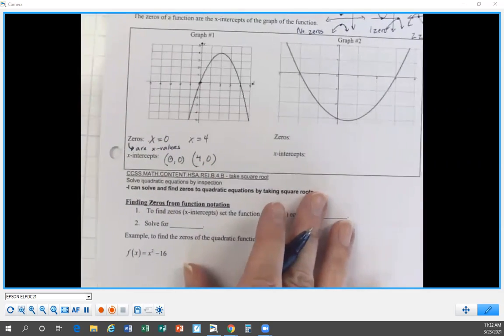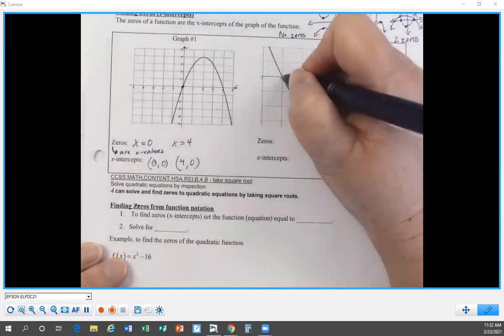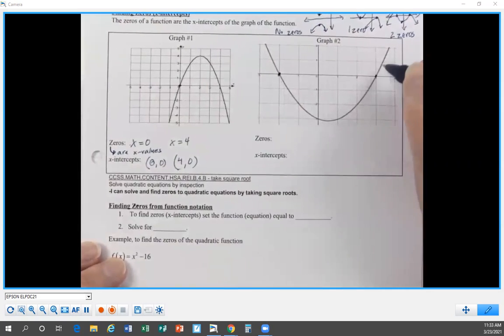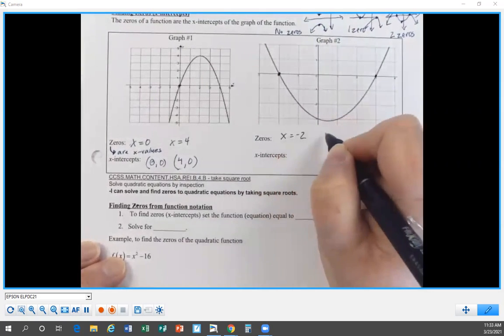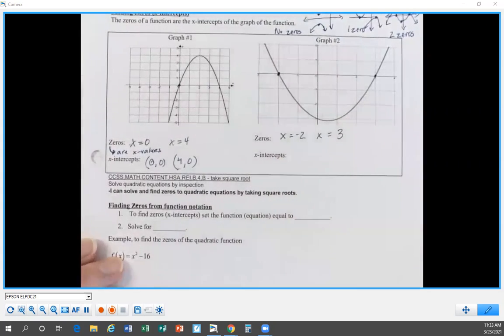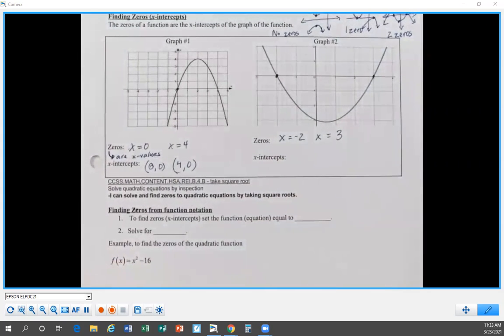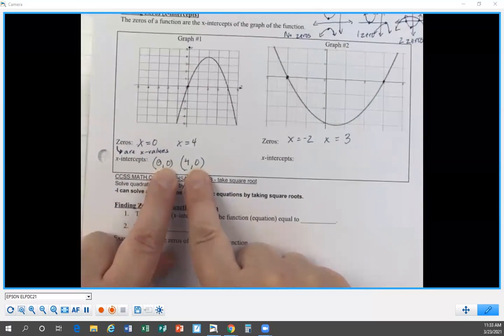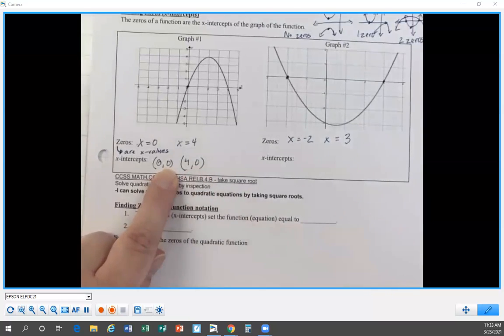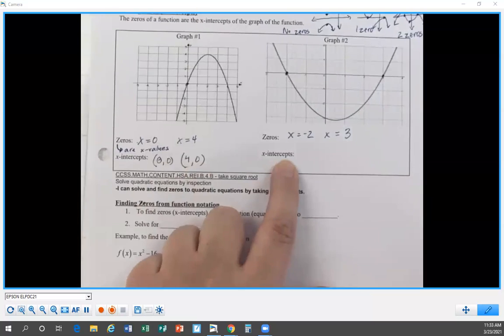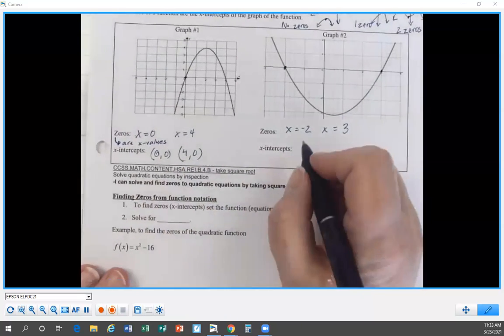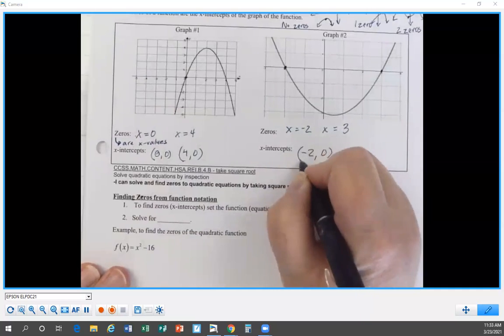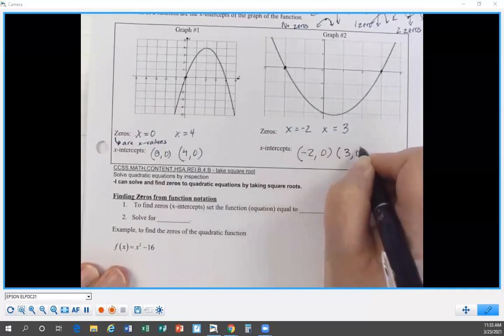Okay, let's look at graph 2. Our zeros are at -2 and +3. So x equals -2 and x equals +3. And we call them zeros because guess what? The y values will always be 0, meaning we didn't go up or down, we're directly on the x-axis. Okay, and that's the reason why they're called zeros. Then when we're asked for the x-intercepts, we would write those as (-2, 0) and (3, 0).